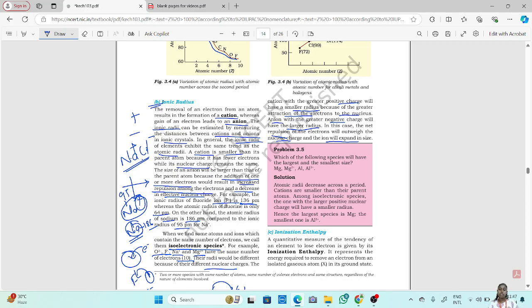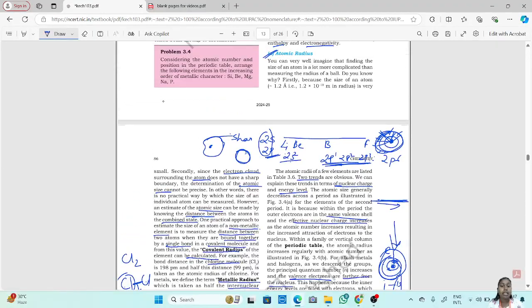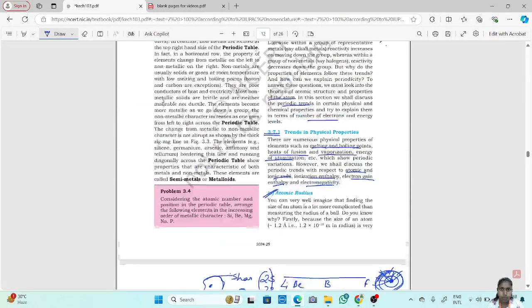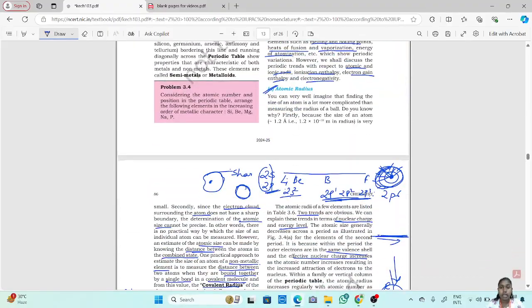So in this video we have seen the atomic and ionic radii, their trend along the period and along the group, and why they show this trend. These are some properties. Remaining are the ionization enthalpy, electron gain enthalpy and electronegativity that we will do in our next video.